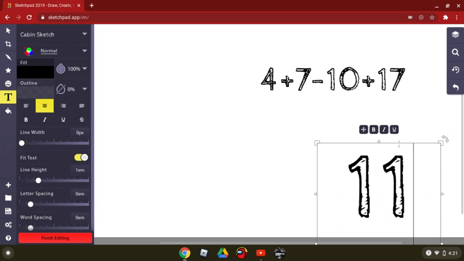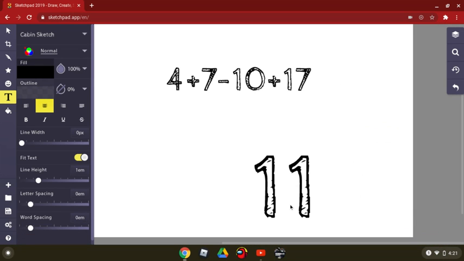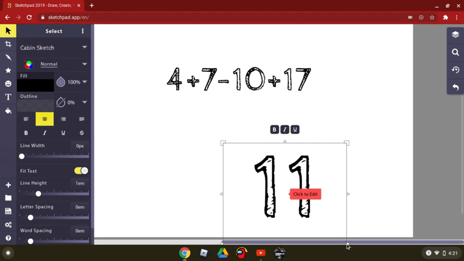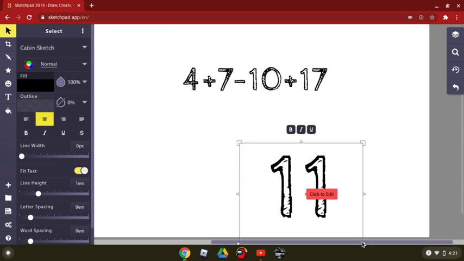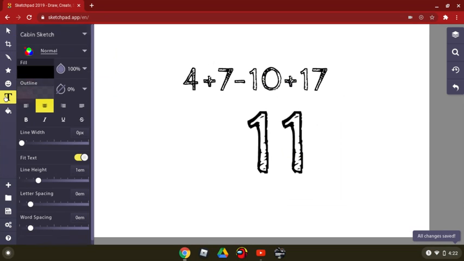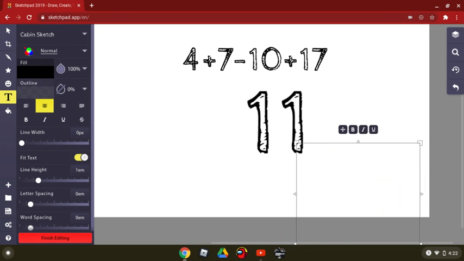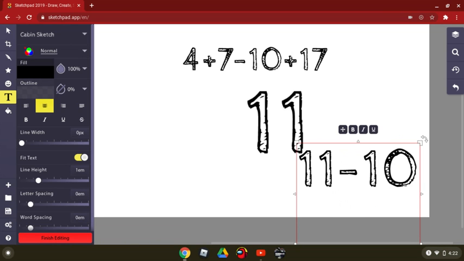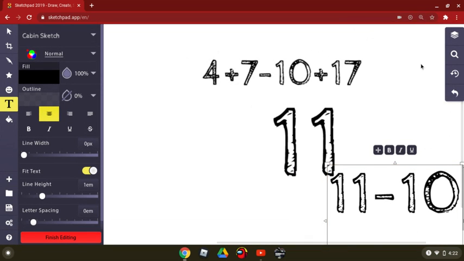So now we're going to put this up so you guys can see it. Bear with me. Let me select this. Move that up. Now go back to text box. Nope. Alright, basically it is 11. Now it is 11 minus 10 plus 17.